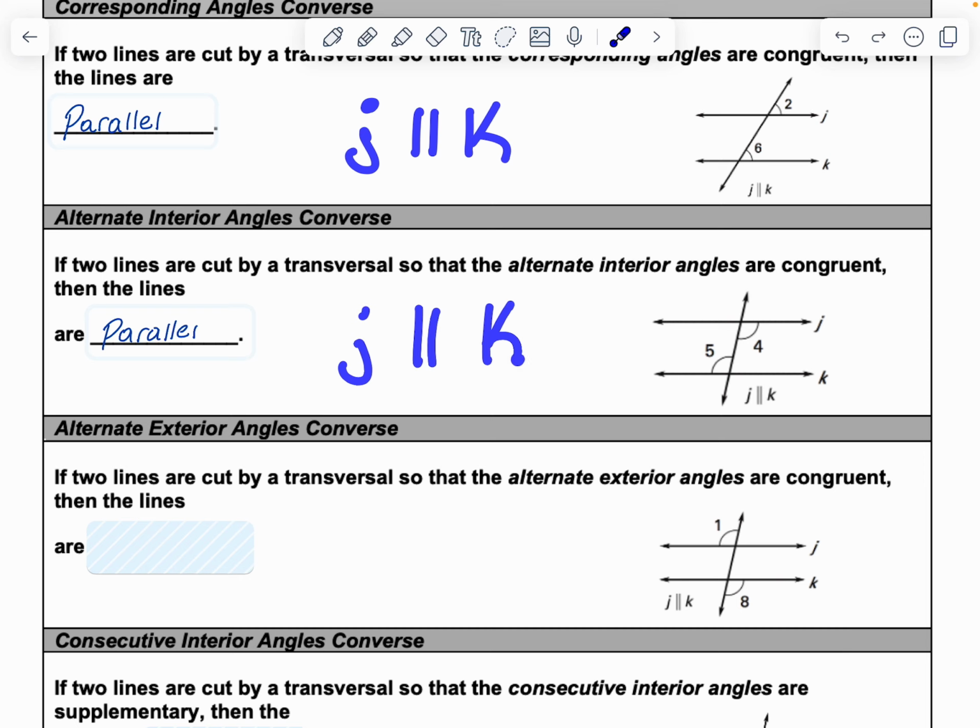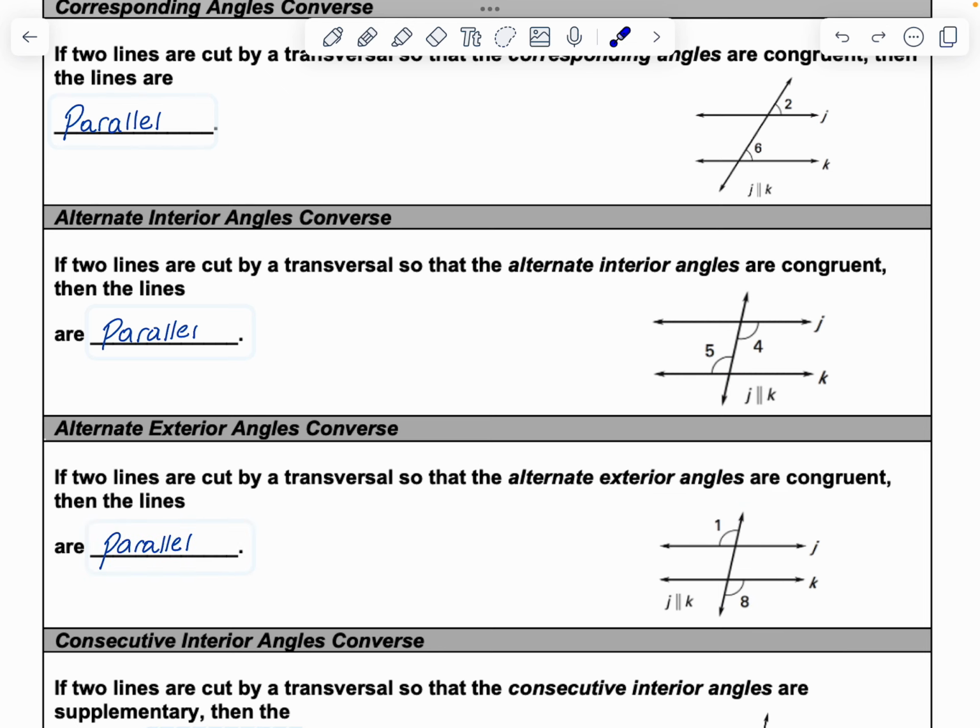If two lines are cut by a transversal so that their alternate exterior angles are congruent, then those lines have to be parallel. We would say J is parallel to K. If those angles weren't congruent, then those lines would not be parallel.